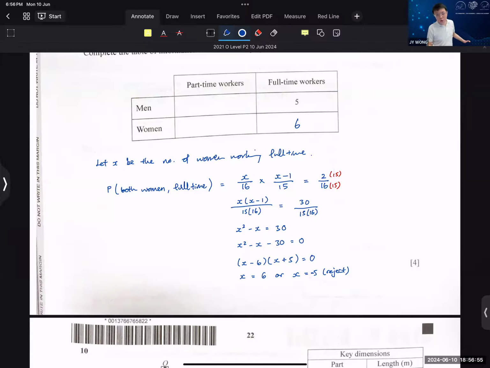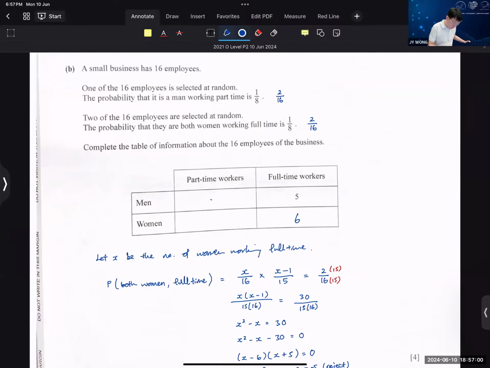Okay, and once you find that, you can find the number of men working part-time, because this is 2 out of 16, that means this must be 2. And therefore, you can find women working part-time, 16 minus 13 to give me 3. Done.